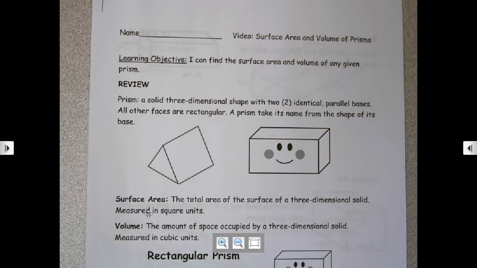Good evening. Tonight's lesson is on surface area and volume of prisms. Our learning objective is I can find the surface area and volume of any given prism. Before we begin, I want to review.